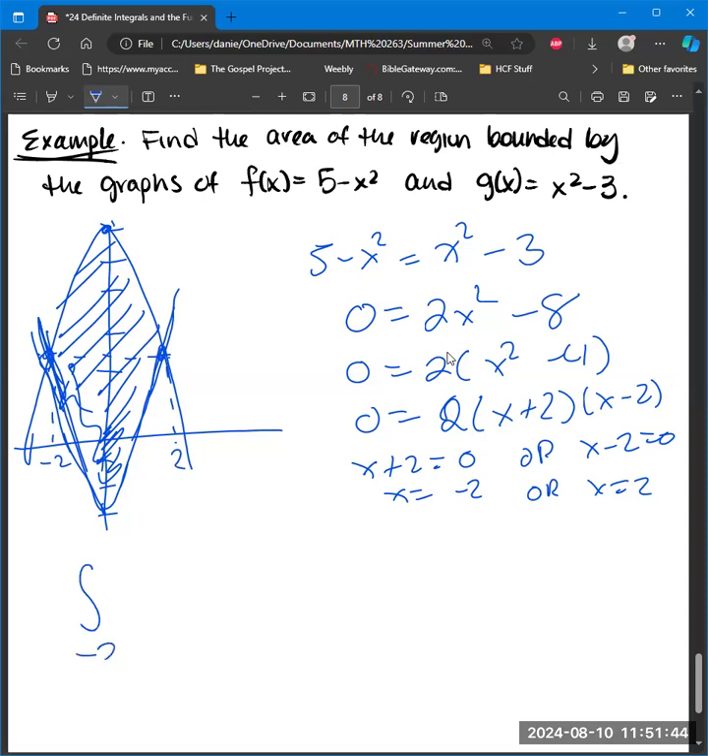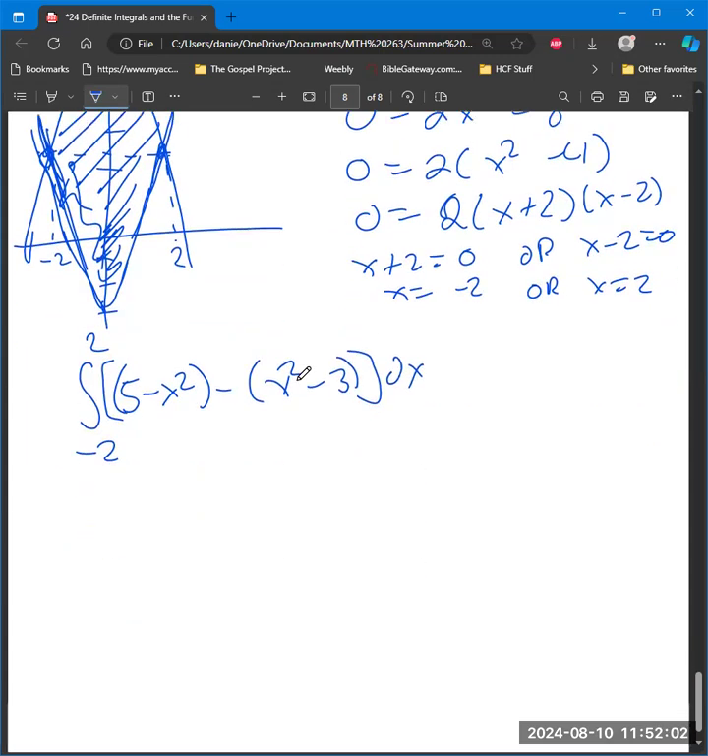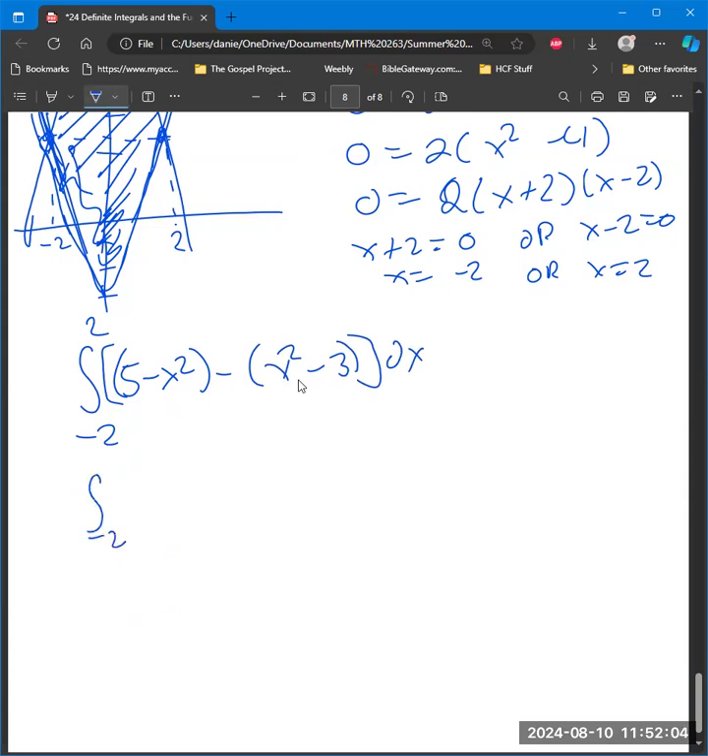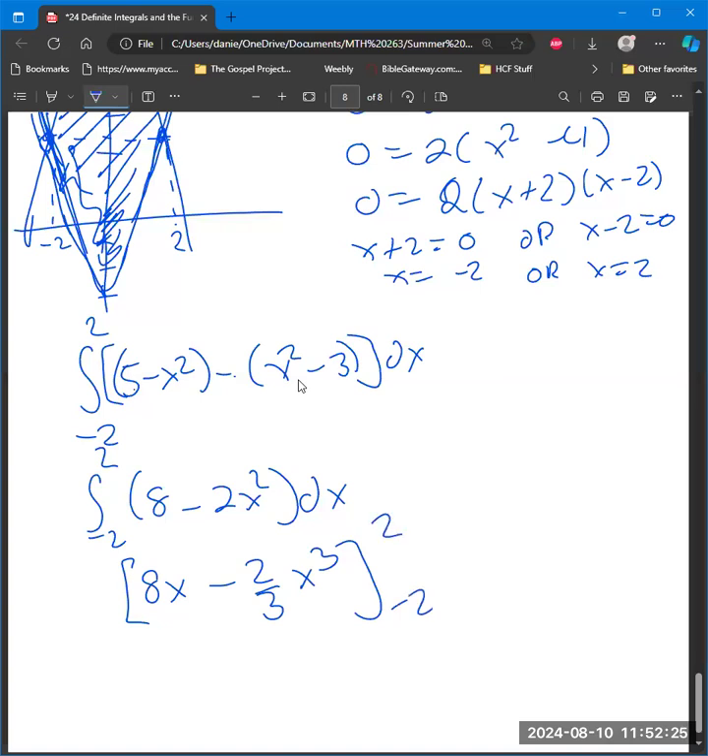So I have negative 2 to 2 of f of x minus g of x dx, like that, upper minus lower. So this is going to be the integral from -2 to 2 of 5 minus a -3, which is 8, and negative x squared minus x squared, that's minus 2x squared, dx. So this is going to become 8x minus 2/3 x cubed, evaluated from -2 to 2.